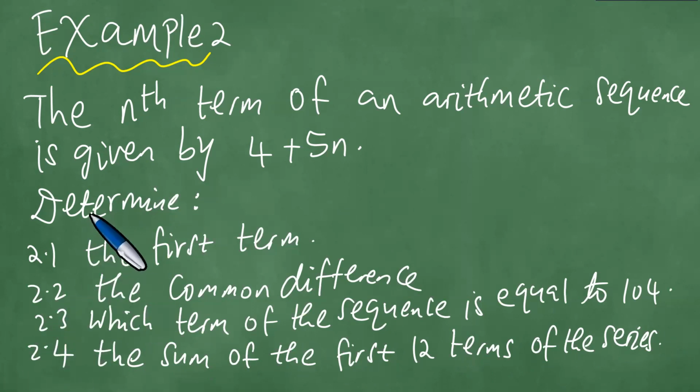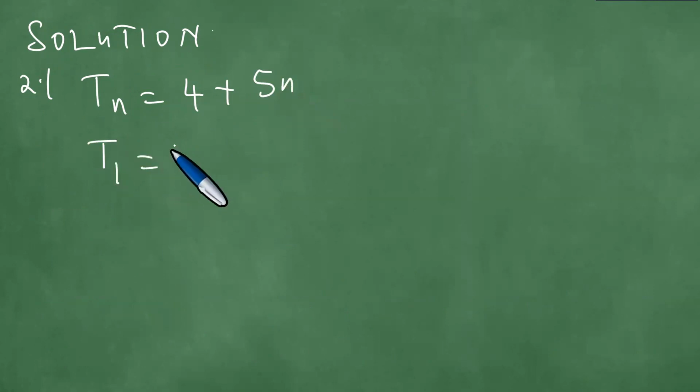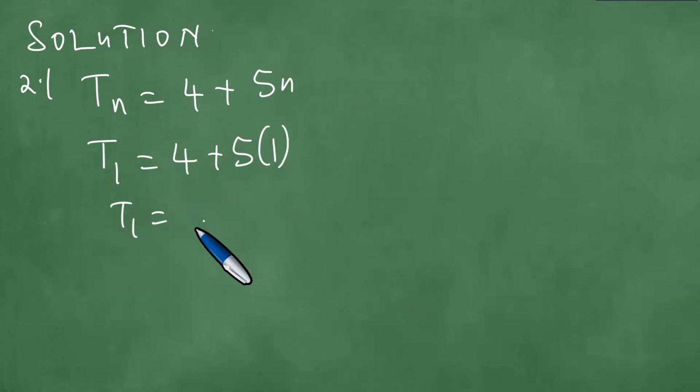Okay, so what have they given us? They said the nth term is this. So what does that mean to say the nth term? The nth term of an arithmetic sequence is given by 4 plus 5n. It means that Tn is 4 plus 5n. So we're interested in the first term, which means that T1 is 5 plus 4. What is 5 plus 4? It is 9.